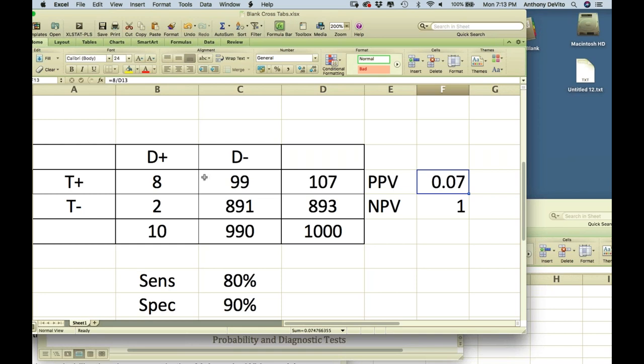Well, what happened to the number of true positives that we had? The prevalence went down, so we didn't have as many true positives. So the numerator got smaller in positive predictive value. What happened to the denominator, the total number of positives? Well, that got smaller, but look what happened to the false positives. They went way up because we were testing so many more people that don't have the disease.